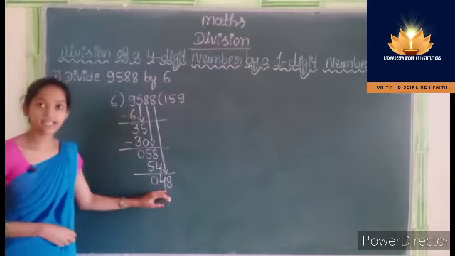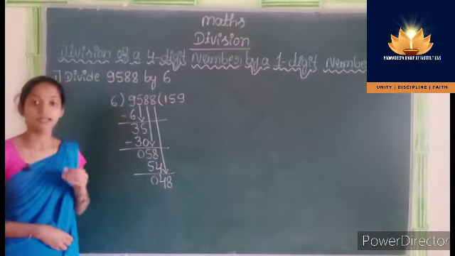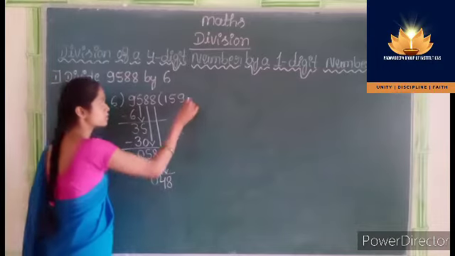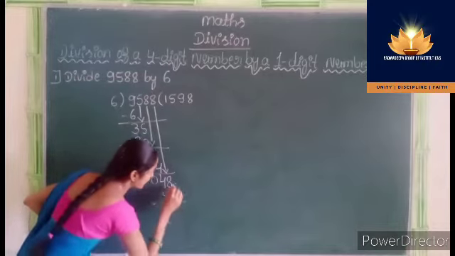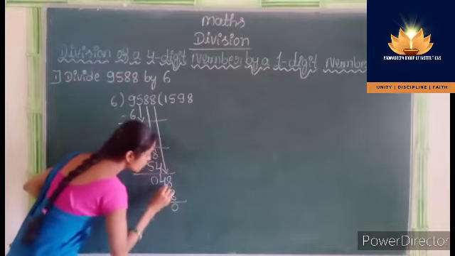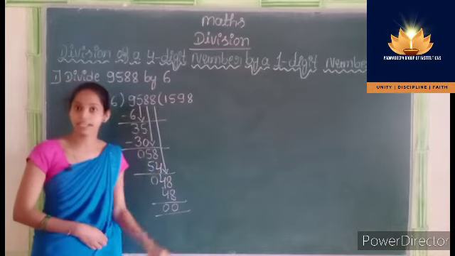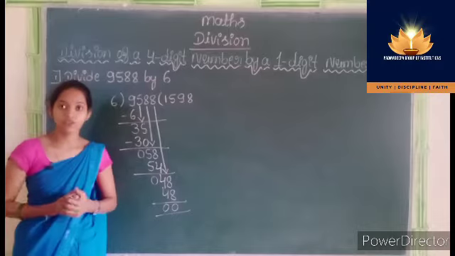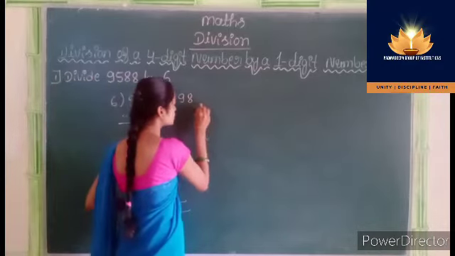This 48 is exactly divisible by this 6 on 8. 6 8s are 48. Write 8 in quotient place, then write 48. 8 minus 8, 0. 4 minus 4, 0. We get 0 as a remainder and 1598 as a quotient.